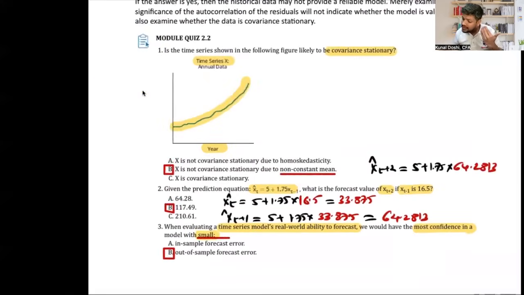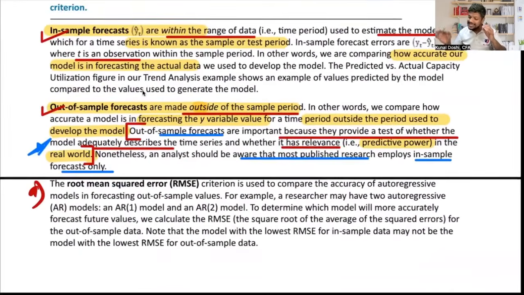And how do I know whether the out of sample forecast error is less? That is done using a calculation called root mean squared error, RMSE. So RMSE is the one that we use to compare the accuracy of autoregressive models in forecasting out of the sample values.